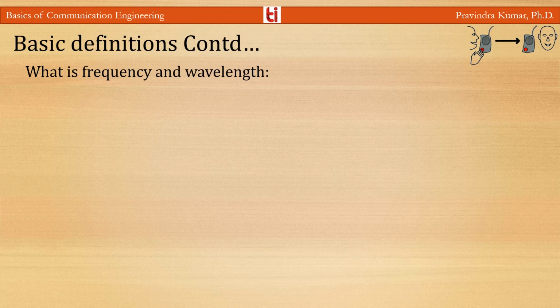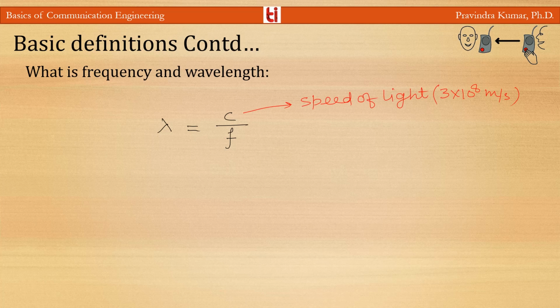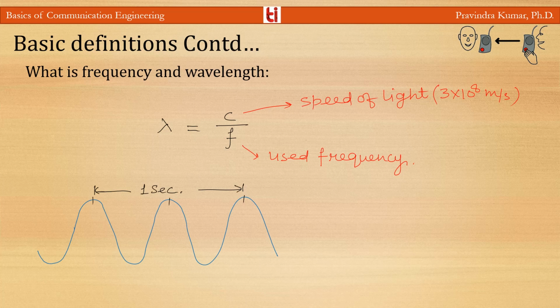In the previous lecture, we have discussed the electromagnetic spectrum or frequency band and the frequency and wavelength related formula, and we have discussed that lambda is c by f, where c is the speed of light, 3 times 10 to the power 8 meters per second, and f is the used frequency. So this is the relation between frequency and wavelength. Frequency describes the number of waves or cycles occurring per unit time. It is also referred to as temporal frequency.